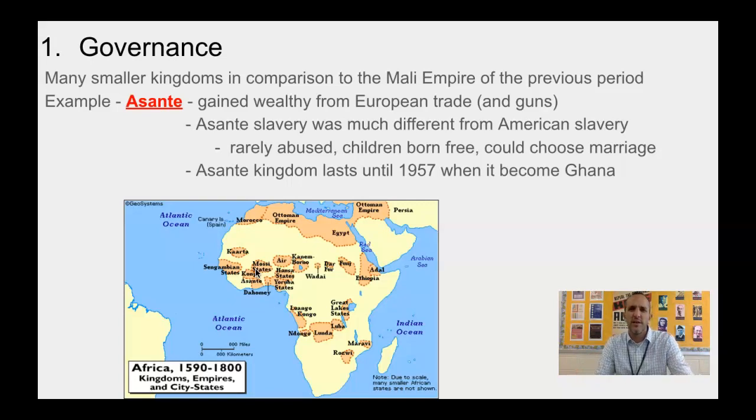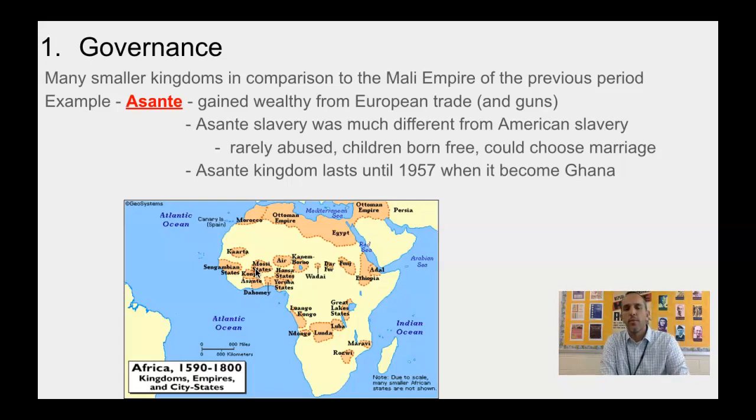But in terms of day-to-day abuses, the psychological and physical torture that we see in the Americas doesn't really take place in West Africa on the same scale. If you were a slave and you had a child, that child was born free for the most part in West Africa, unlike what we see in the chattel slavery in North America.